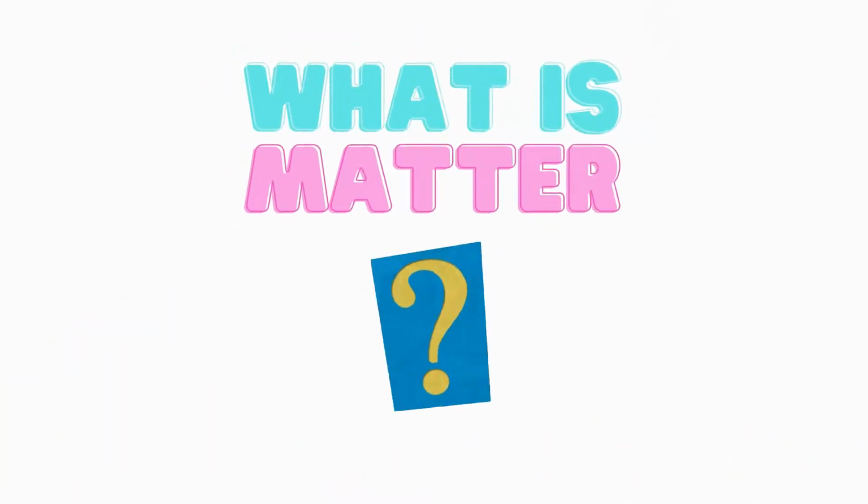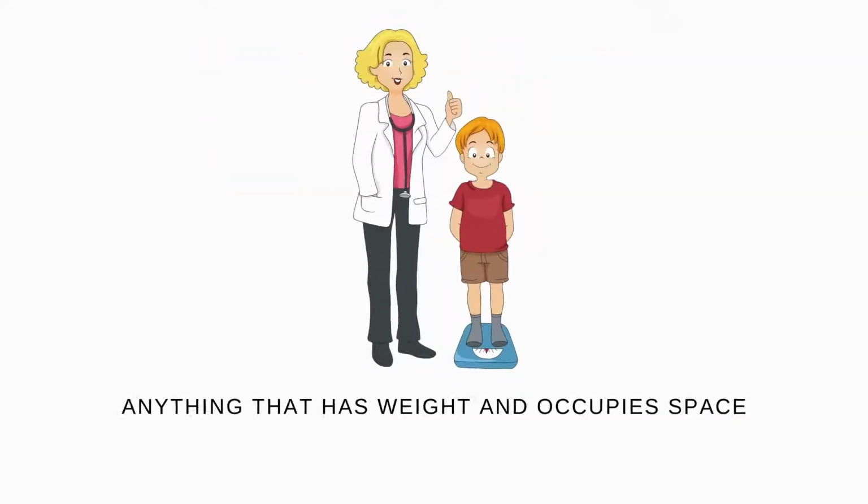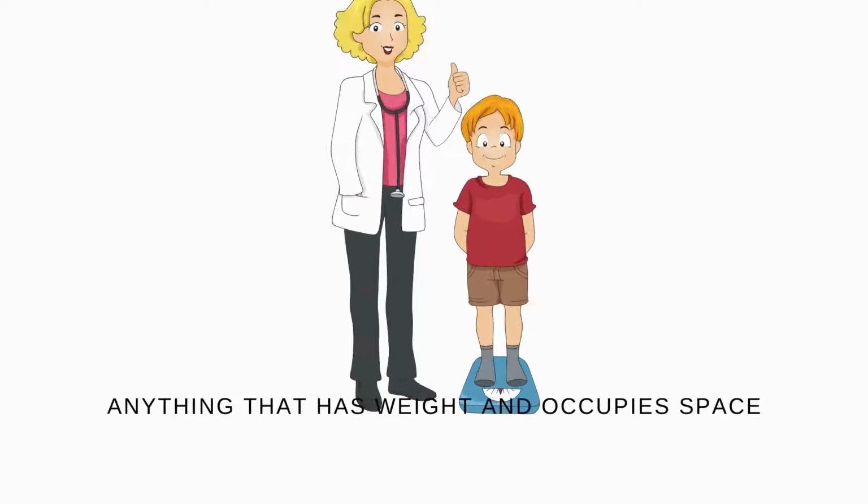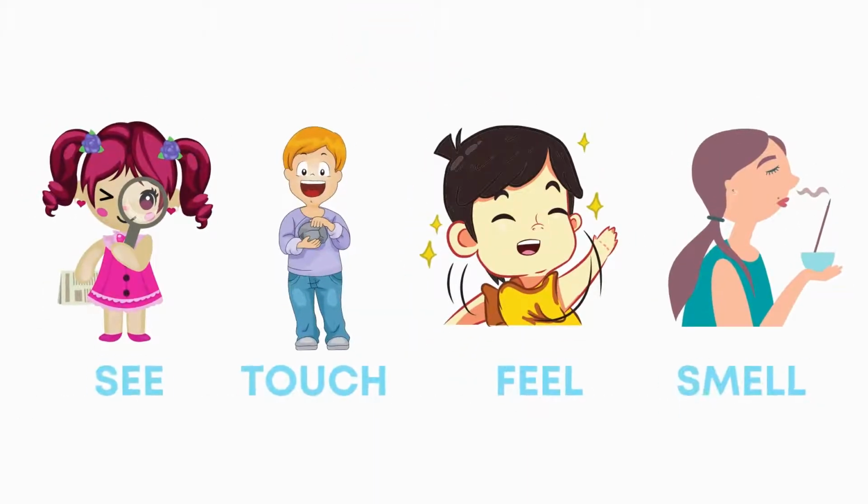What is matter? Anything that has weight and occupies space is called matter. You know kids, matter is everywhere and everything around us is made up of matter. Matter we can see, touch, feel or smell.